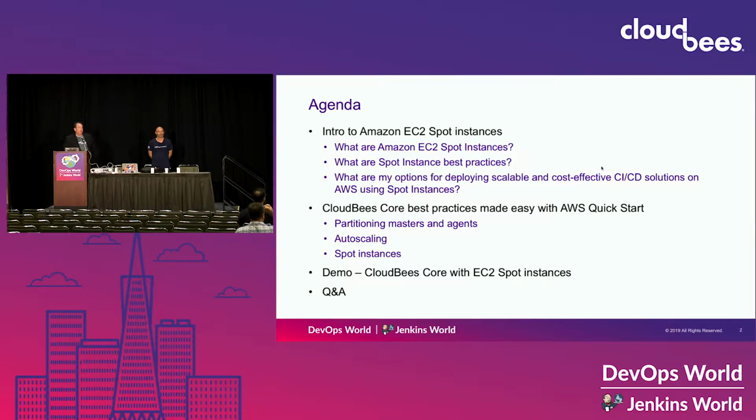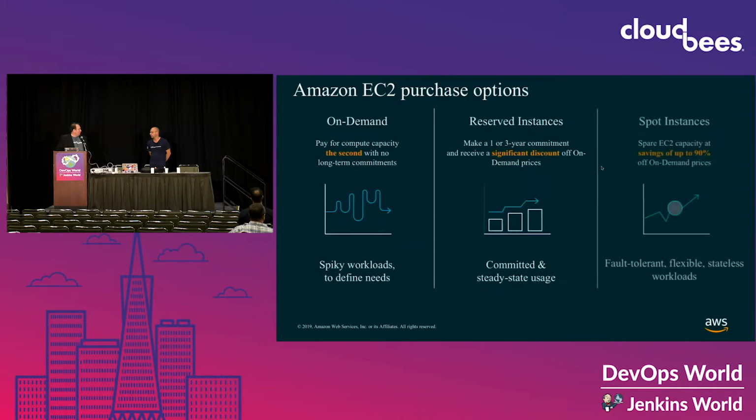Then I'm going to talk about how you take some of the best practices with CloudBees Core and press the easy button in EKS using our relatively new QuickStart integration. I'll give you a demo of CloudBees Core running with the QuickStart and using Spot instances. And we'll wrap that up with some Q&A at the end. So Derek, I'll pass it over to you to talk about EC2 Spot.